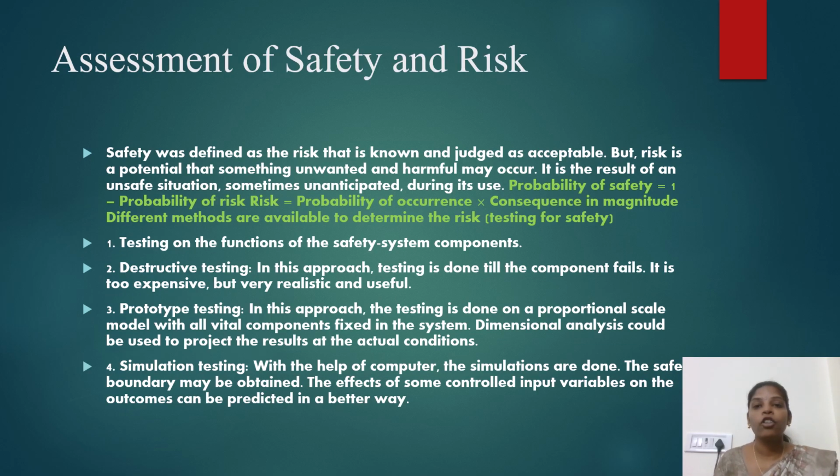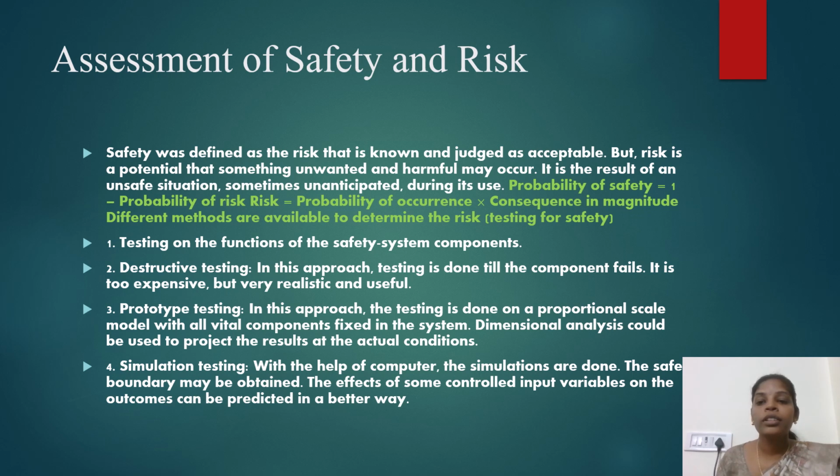Next, what is the assessment of safety and risk? The assessment and safety risk analysis begins here. See the first point of the risk analysis. Safety was defined as a risk that is judged acceptable. So what is judged acceptable is safe, and risk is the unwanted potential environmental harm that may occur. That is the situation made up of risk as well as safety.